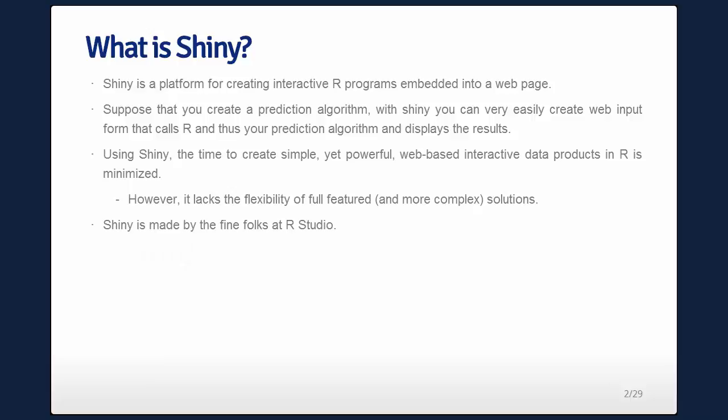Okay, so what is Shiny? Shiny is a platform for creating interactive R programs in a web page. Let's give an example. Your boss comes in and you've created a prediction algorithm, and they want you to put it up in a format so that lots of users can access it and they don't all have to come to you to get their predictions. They want to be able to point and click, but you want to be able to do it quickly. You don't want to involve legitimate web development and these other things. So using Shiny, the time to create simple yet powerful web-based interactive data products in R is minimized.